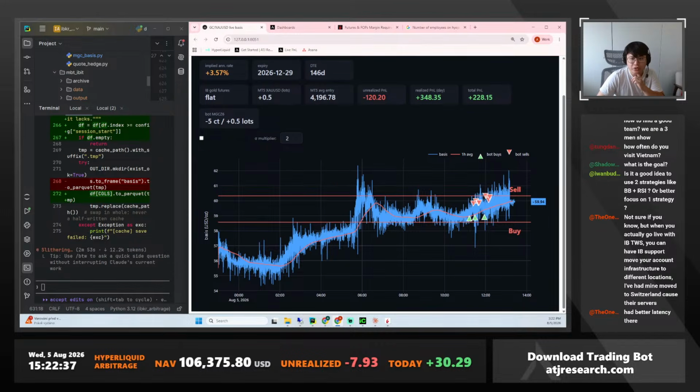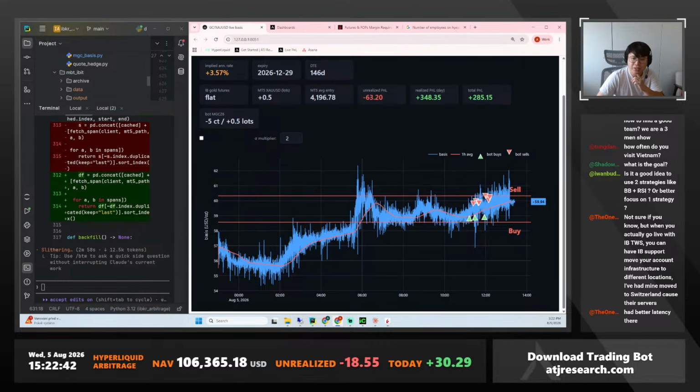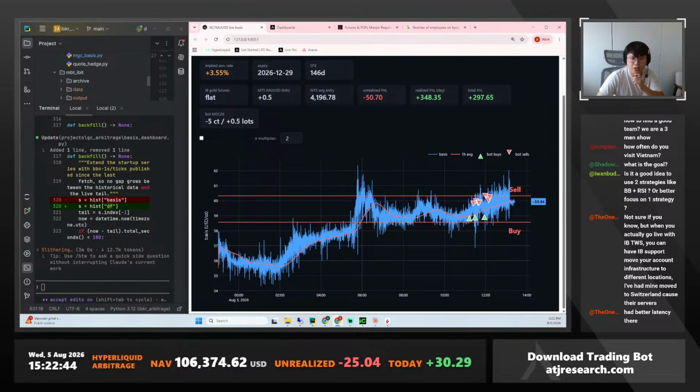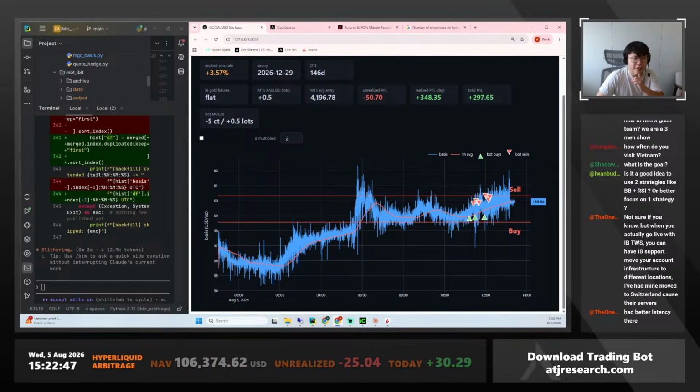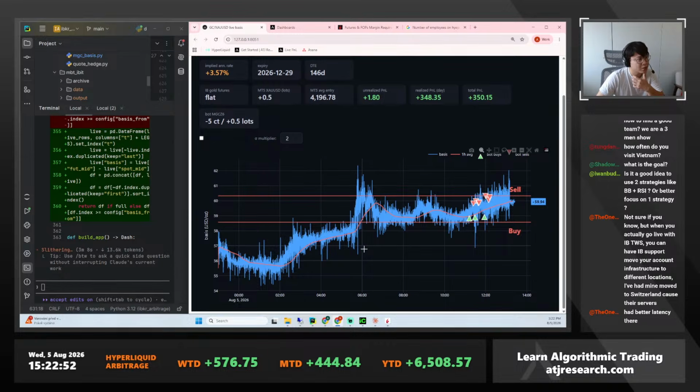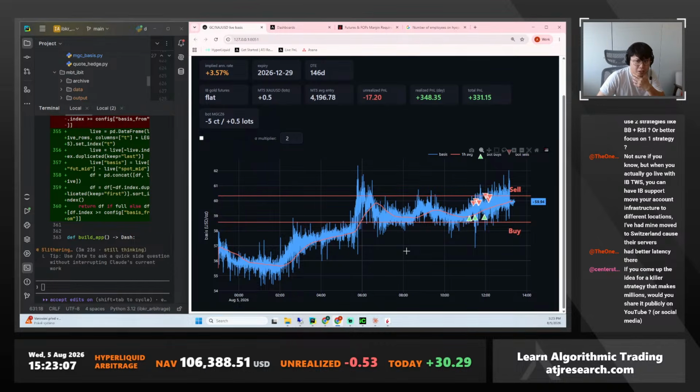Is it a good idea to use two strategies like Bollinger Band plus RSI, or better to focus on one strategy? I can't say, right? It always depends on the strategy or the market. Personally, I don't have much experience with RSI. I've done some simple RSI bots, but because I'm focused mainly on mean reversion trading and I like to keep strategies very simple, I just stick to Bollinger Bands. So if you ask me what strategy to use for mean reversion, I would just say Bollinger Bands. For RSI, I haven't created any strategy yet.